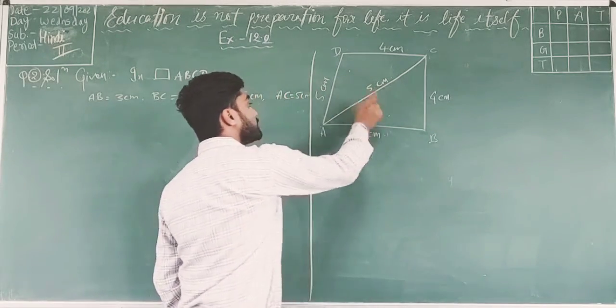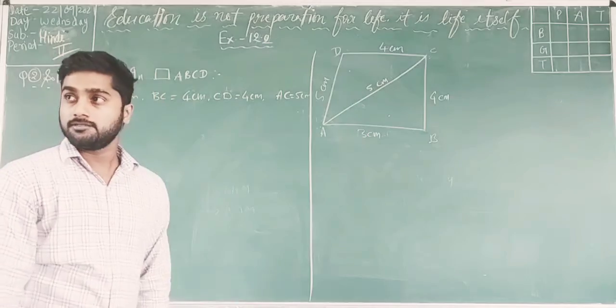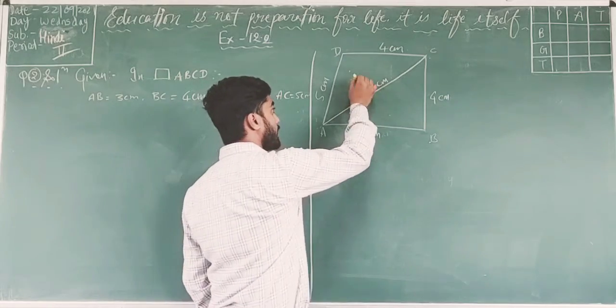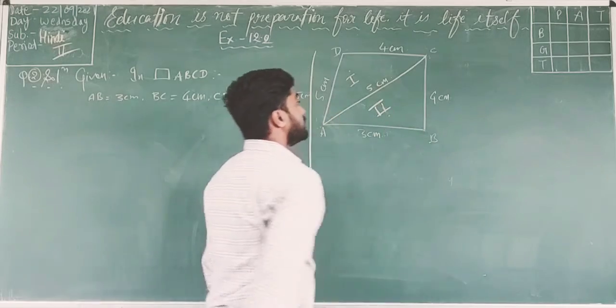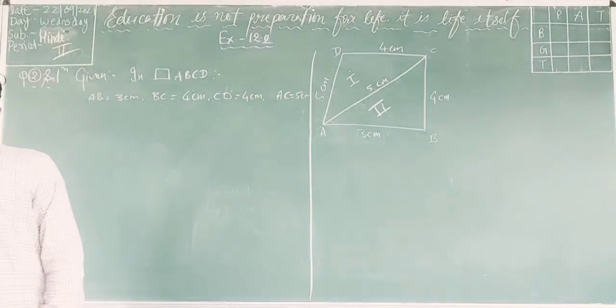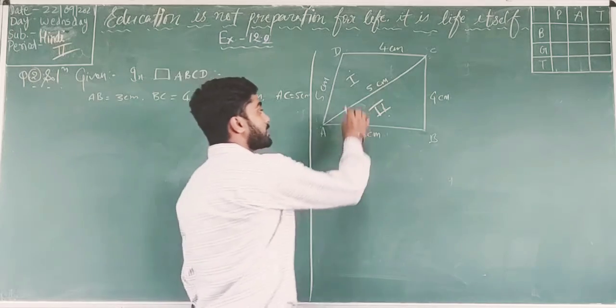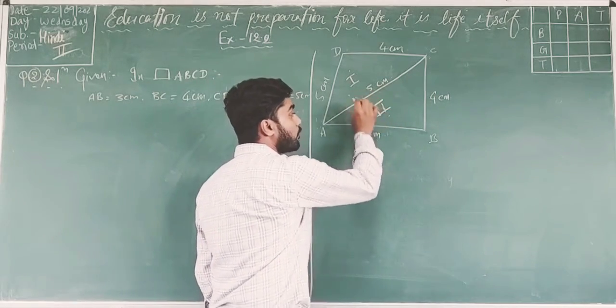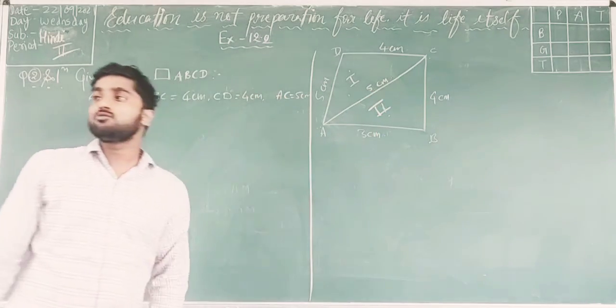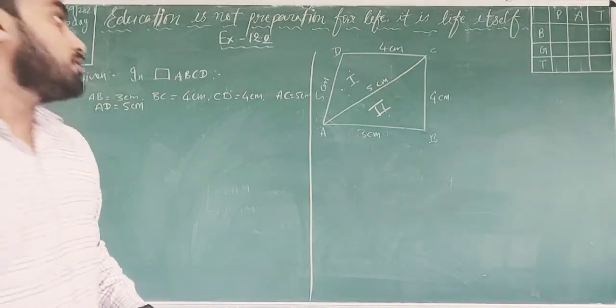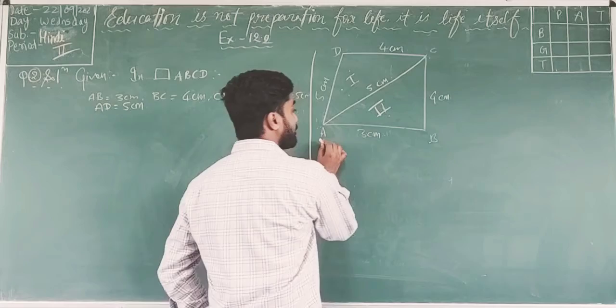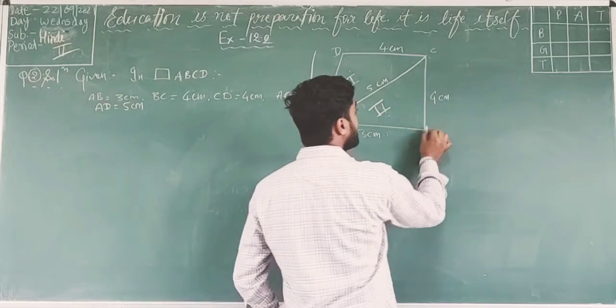So you can see there are two triangles now. Triangle number 1 is there and triangle number 2 is there. If we find the area of both the triangles and add these two areas, then we will definitely find the area of the quadrilateral. So in triangle number second we have to check first ABC.